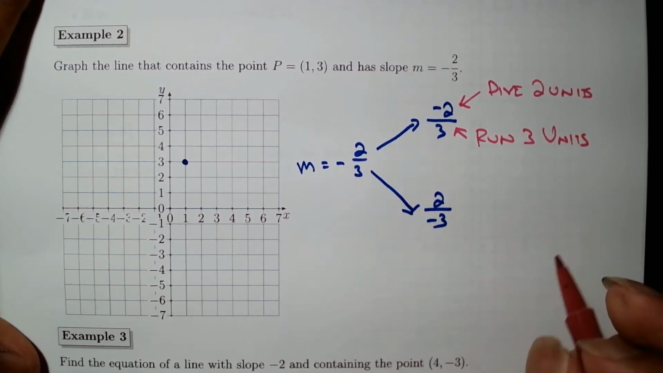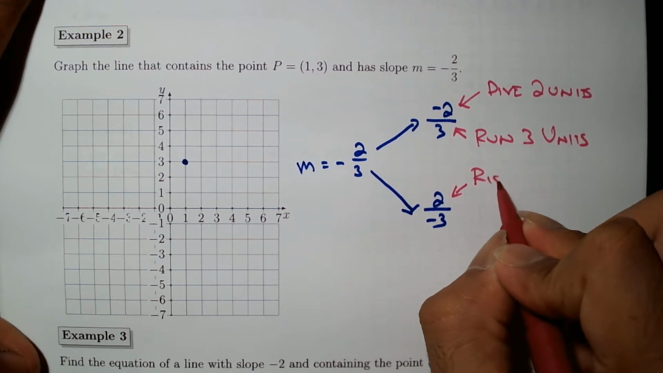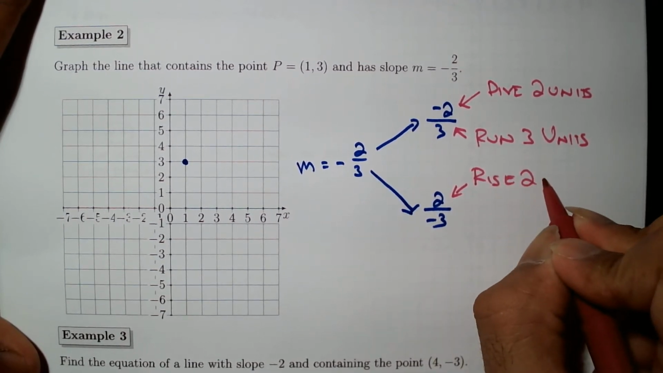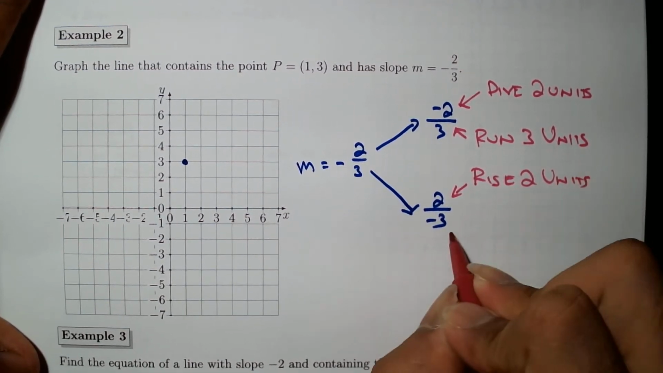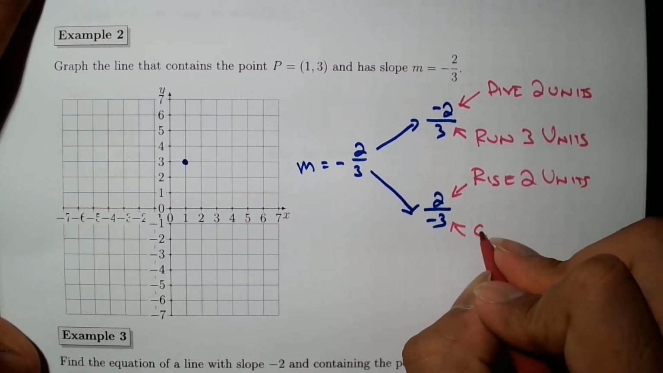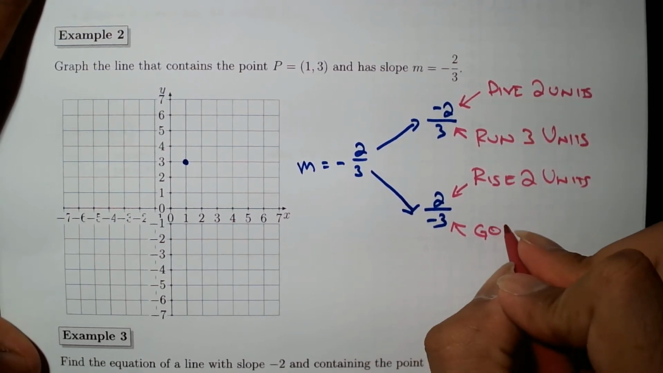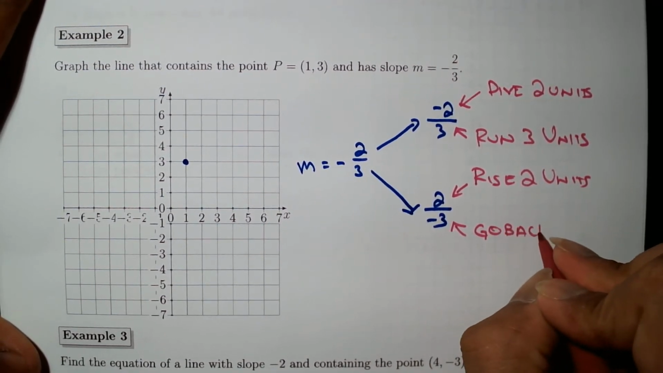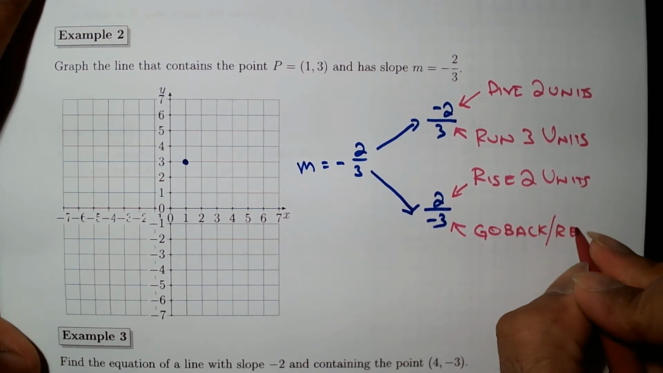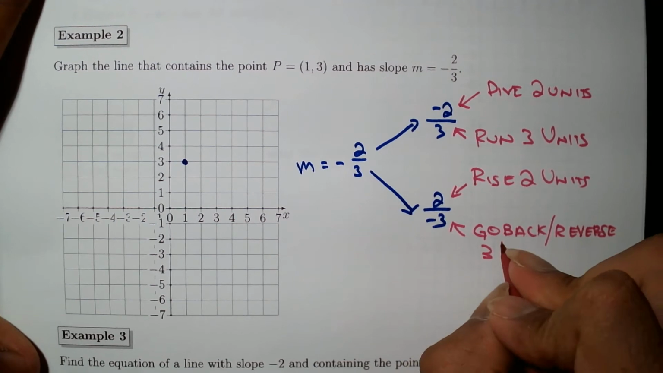Otherwise, if we interpret it this way, we can rise 2 units and not run. Actually, I would say go back or reverse 3 units.